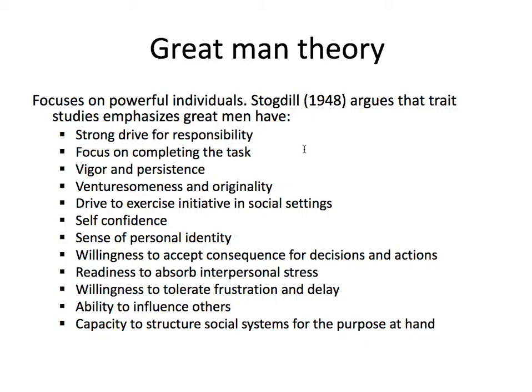Stogdill in particular is an example of this approach. He argued that good leaders have particular types of personalities. They often are very self-confident. They are extroverts, if we think back to our examples in our personality lecture. They have a willingness to tolerate frustration and delay. They have a willingness to accept consequences for their decisions. They are ready to absorb interpersonal stress. They have high emotional intelligence, strong resilience. Again, to use some of the terms from our earlier class. Now, the key point here is trait theory focuses on the type of person or type of personality that good leaders are thought to have.